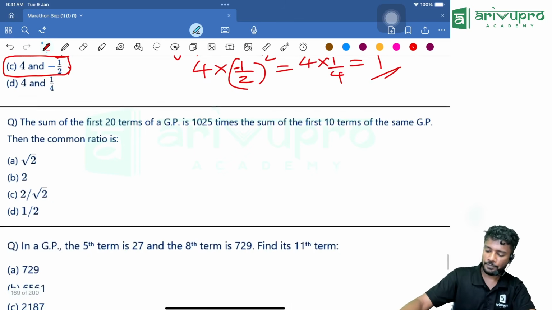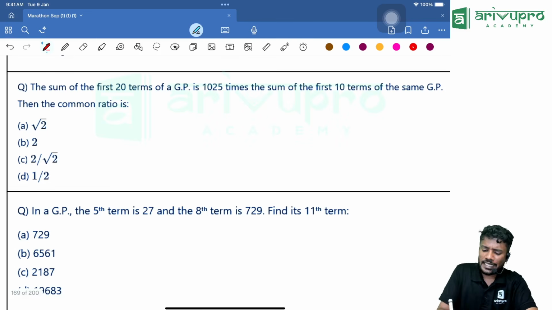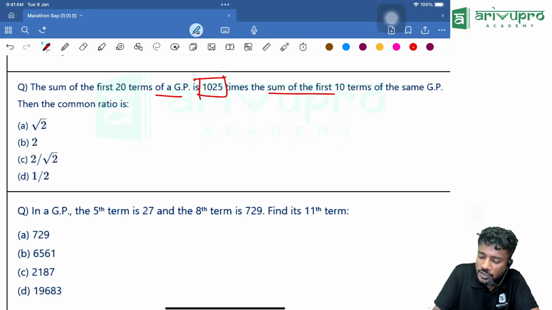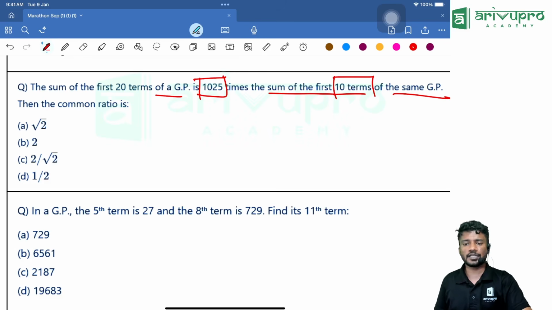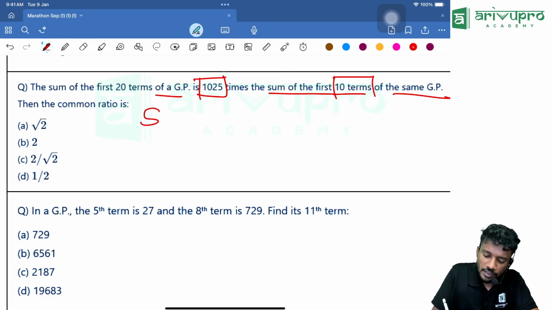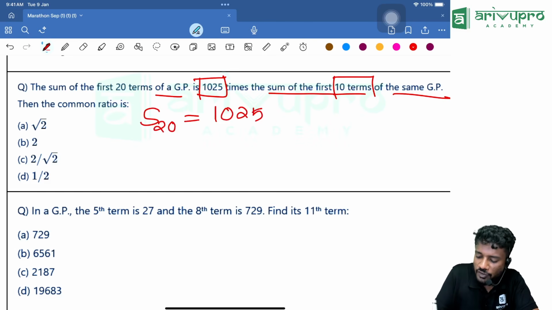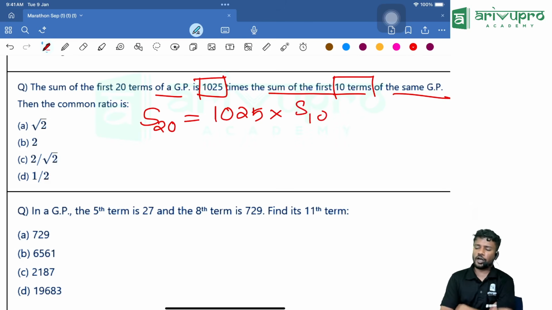Next one, people. The sum of 20 terms of a GP is 1025 times the sum of 10 terms of the same GP. What do you mean by that? S20 is equal to 1025 into S10. Now people, what is the formula for the sum of n terms of a GP? A into r raised to n minus 1 divided by r minus 1.